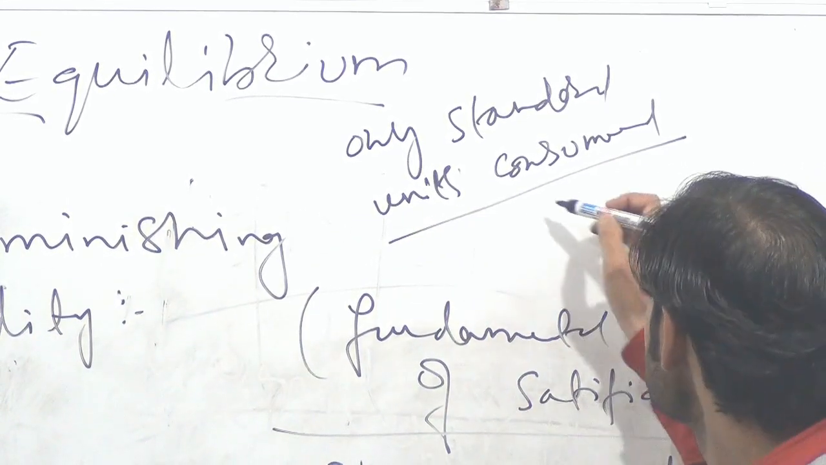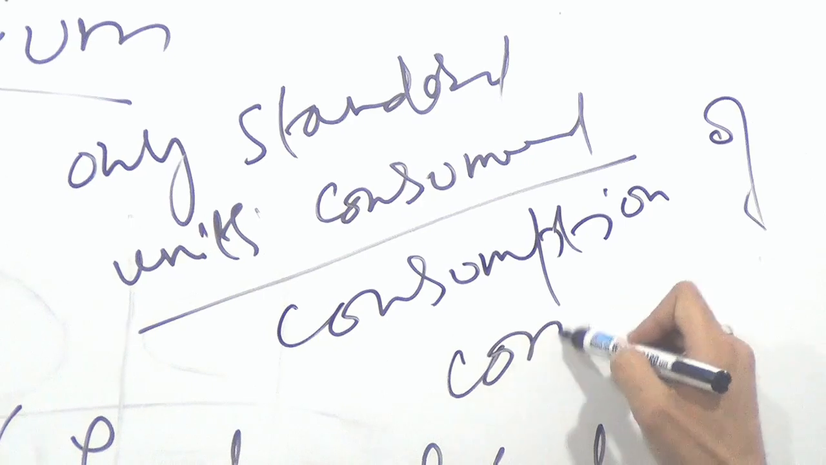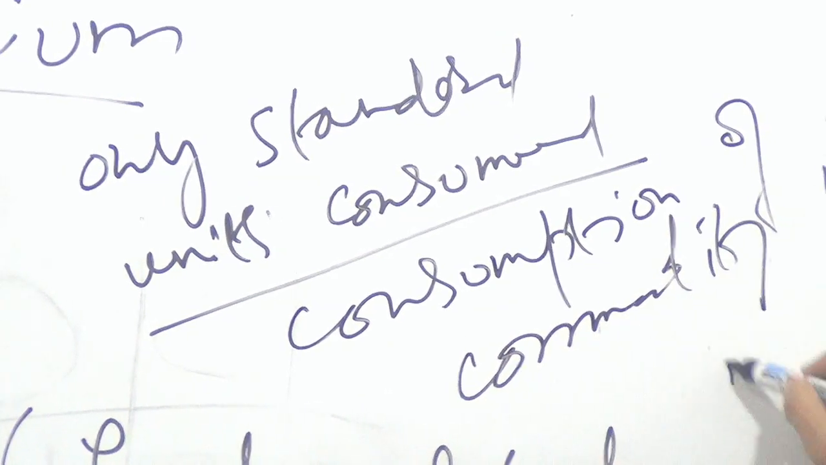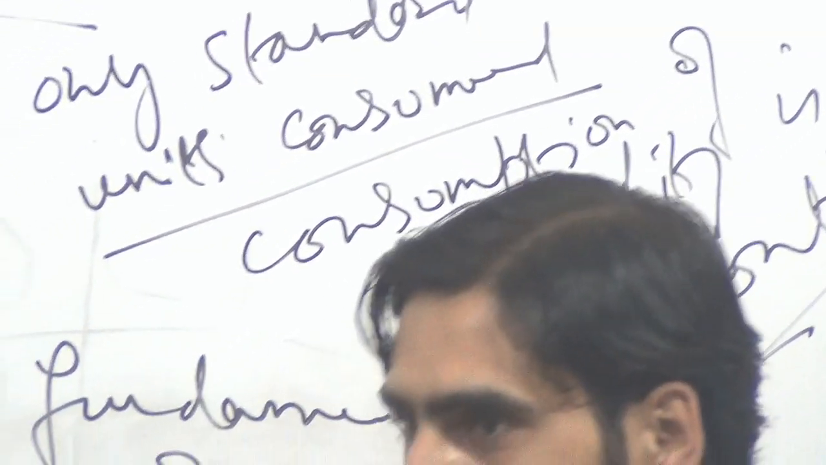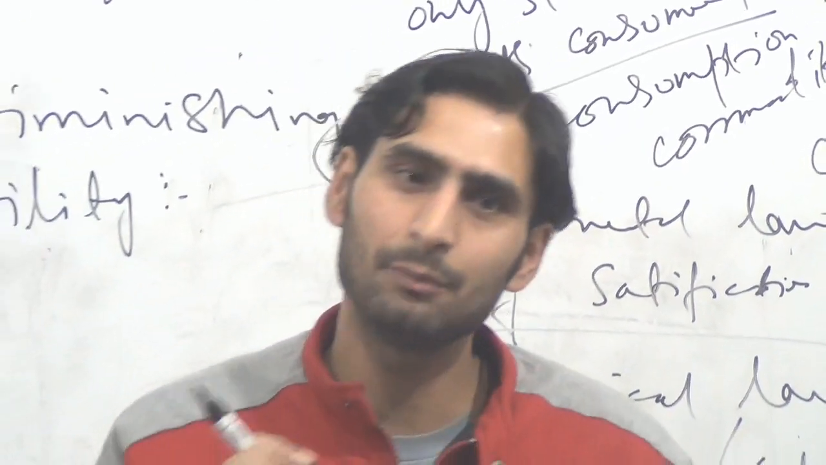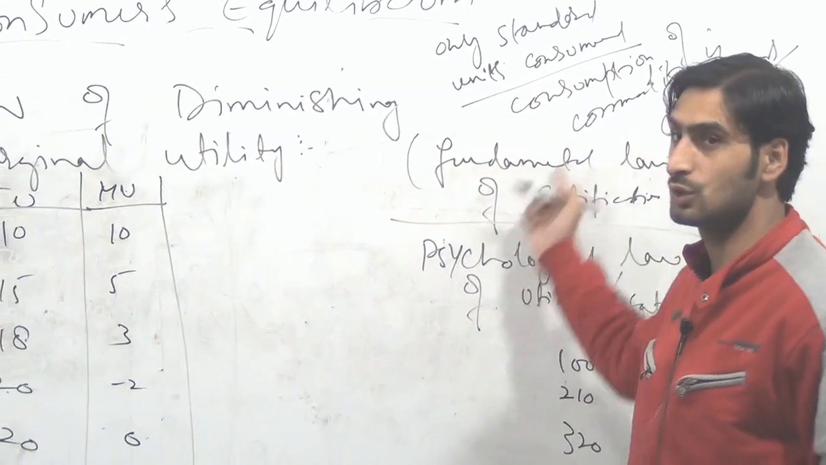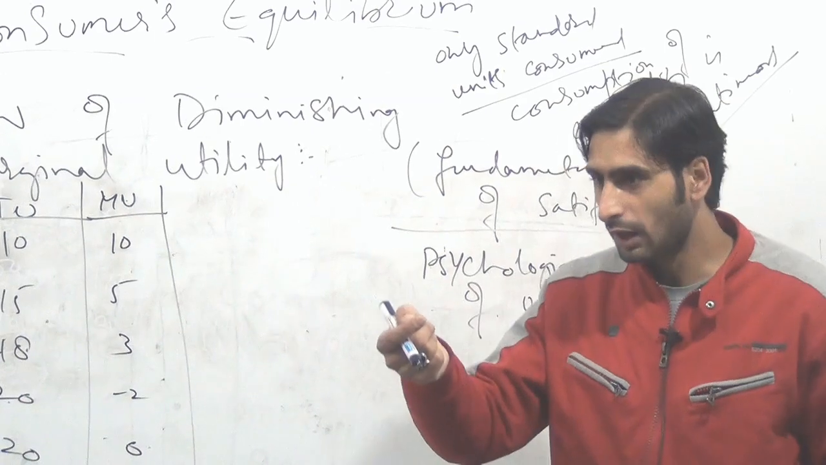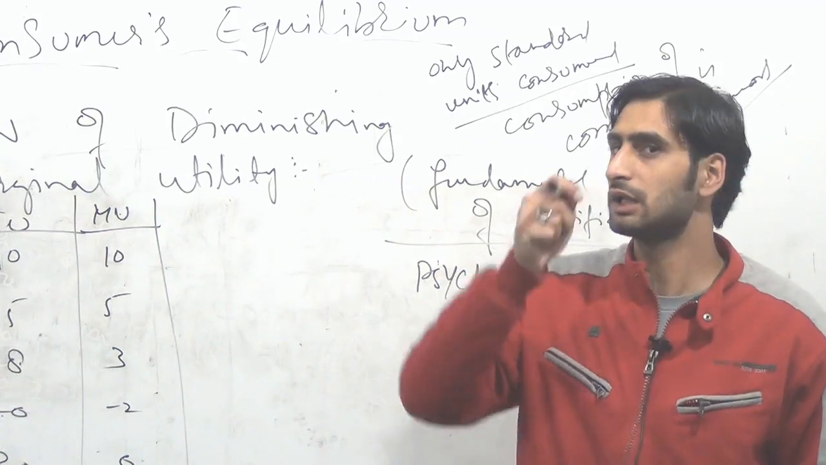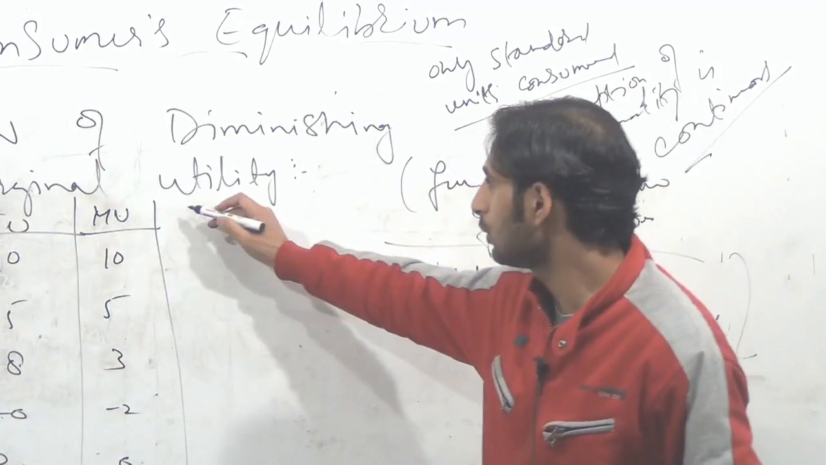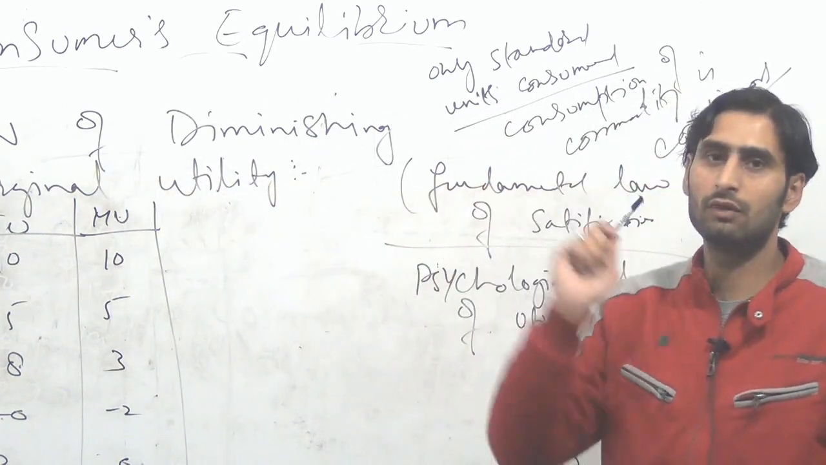Number two is that consumption of the commodity is continuous. What does it mean? It is not that I am taking a cup of tea now and the other cup of tea tomorrow. The law won't get established. It must be continuous. I am taking it now, and as soon as I complete the first cup of tea, I take the second cup of tea. As soon as I complete the second cup, I take the third cup. Then only the law of diminishing marginal utility will get established.